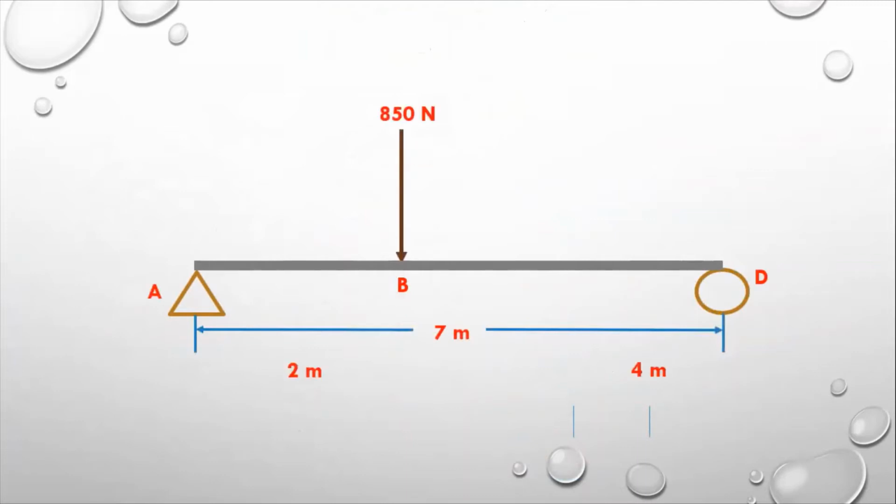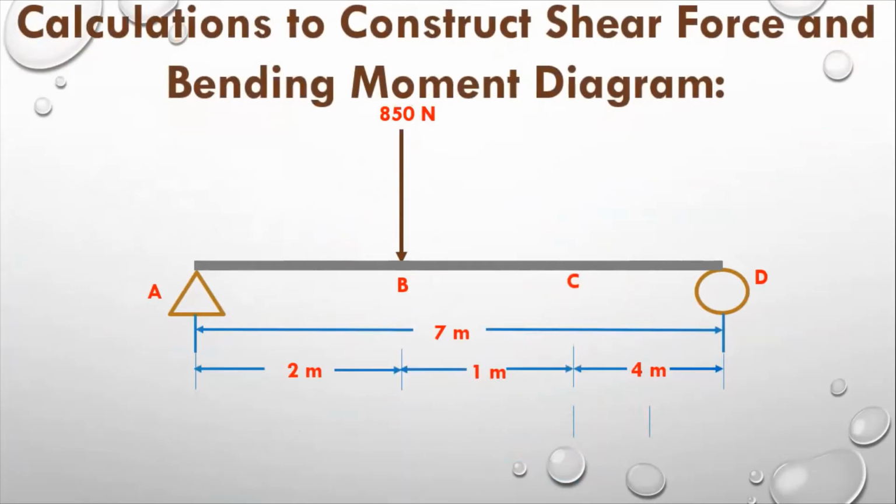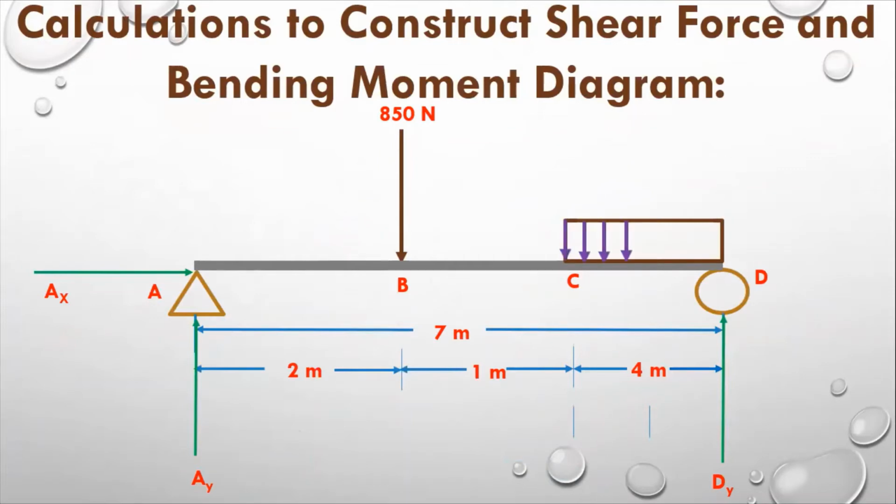So this is the free body diagram of the beam which is given in the question. These are the calculations to construct the shear force and bending moment diagram. We have calculated the support reactions up till now, and there is a UDL from C to D, and we have converted it to P equals 100 Newton. The distance is 4, divided into two pieces equally, 4 upon 2, 4 upon 2.